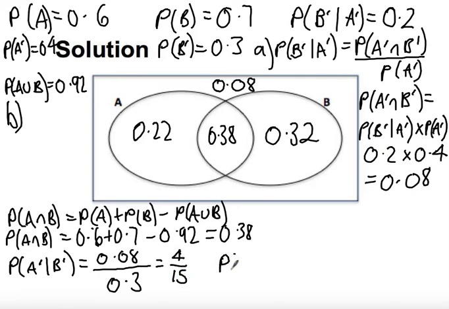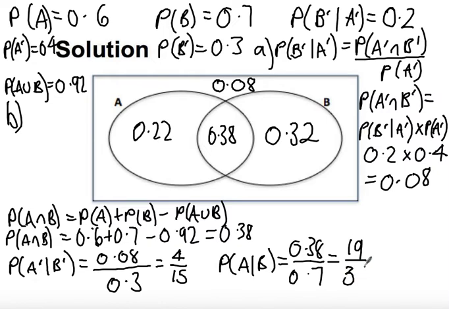Finally, probability of A given B. Well, we know it's in B, so that means I'll get a probability out of 0.7. And then the part that is in A is 0.38. And if we cancel that down and get it to a sensible fraction, we get 19 over 35. Okay, I hope that all made sense. Some fairly challenging conditional probability questions there.